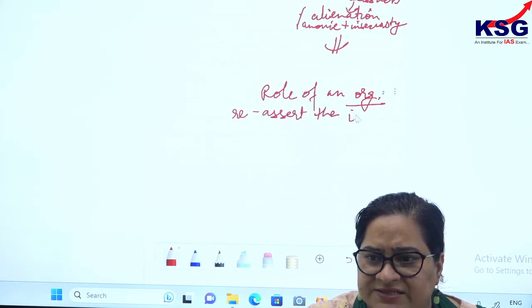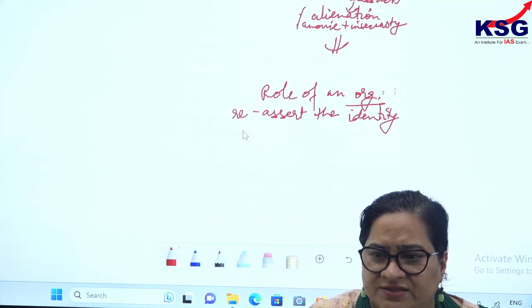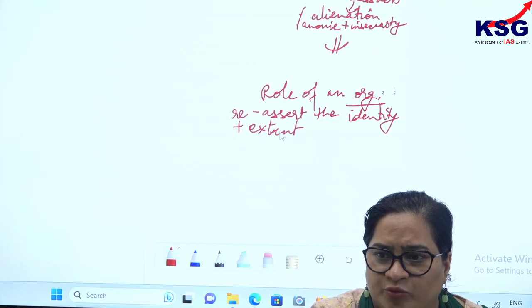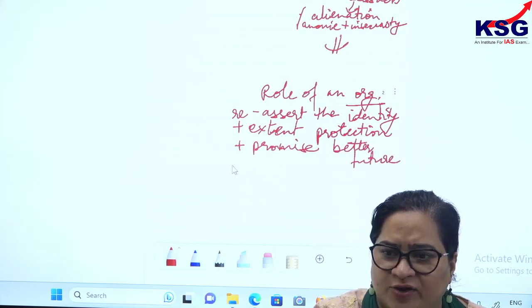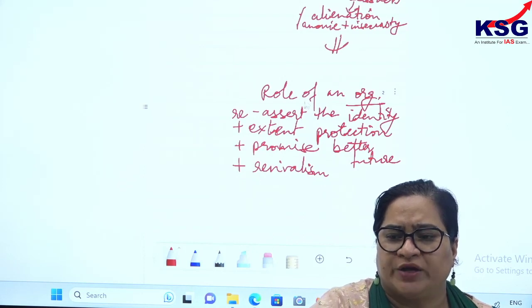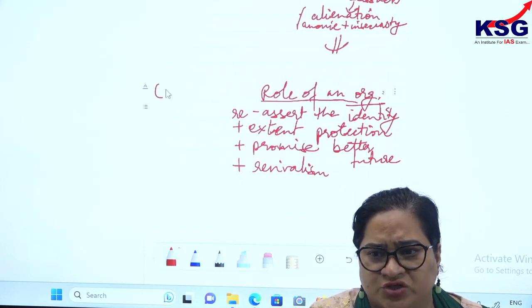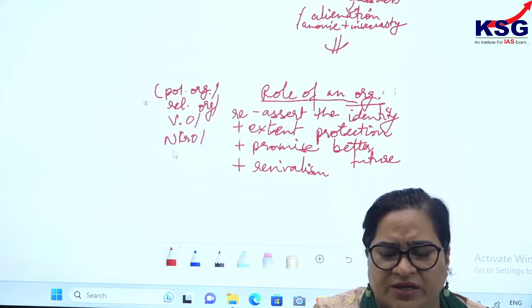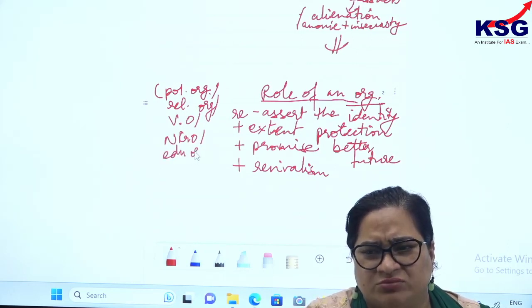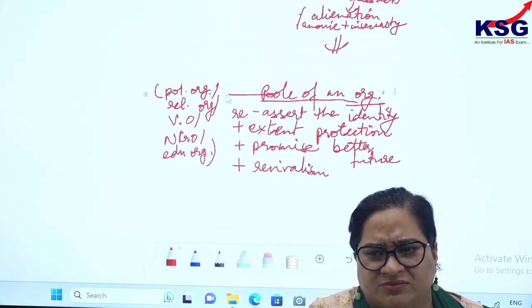An organization which will reassert identity, plus extend protection, promise better future, and it can also encourage revivalism. So in this situation, this organization can be any organization. It can be a political organization, it can be a religious organization, it can be working as a voluntary organization, it can be working as an NGO, an educational organization, it can be a social media organization, any of it.